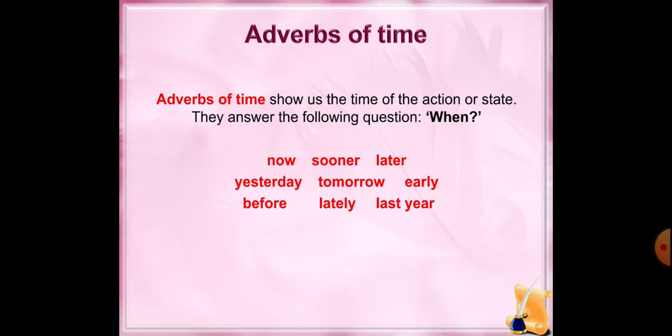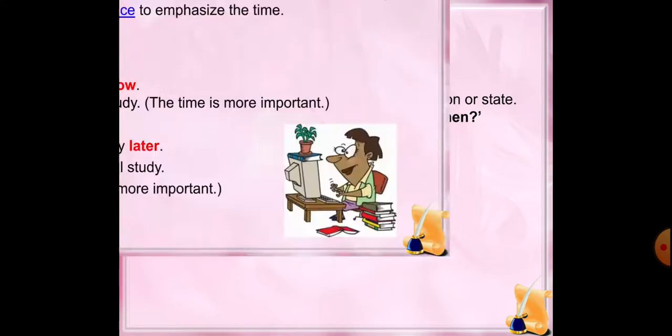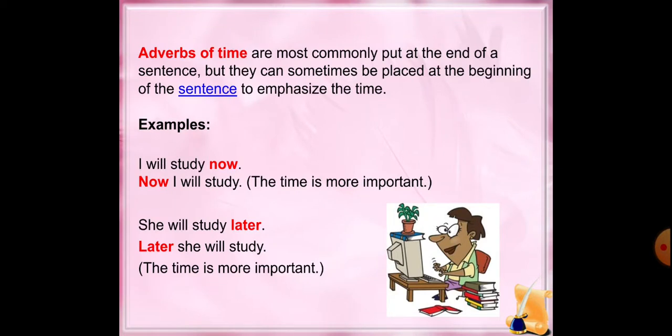Adverbs of time. Adverbs of time show us the time of the action or state, and they answer the following question: when? They are now, late, tomorrow, before, lately, yesterday, and so on. Adverbs of time are most commonly put at the end of the sentence, but they can sometimes be placed at the beginning of the sentence to emphasize the time. For example, "I will study now." "Now, I will study." The time is more important. "She will study later." "Later, she will study." The time is more important also.